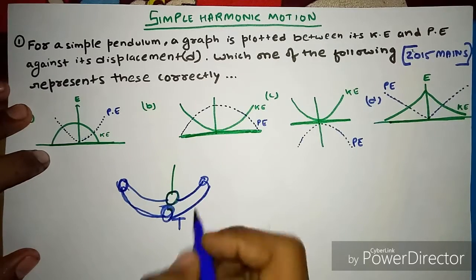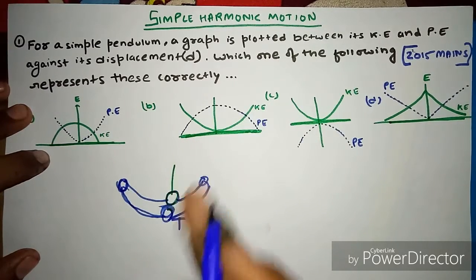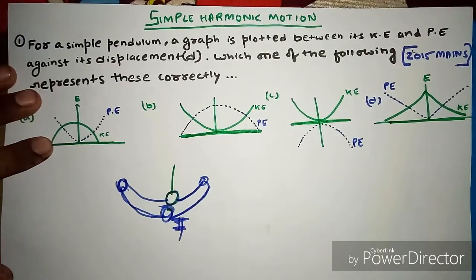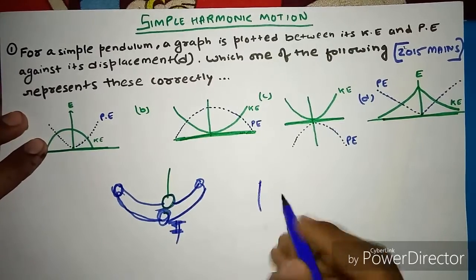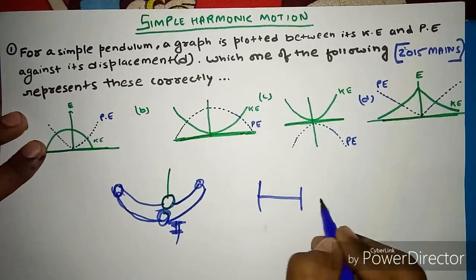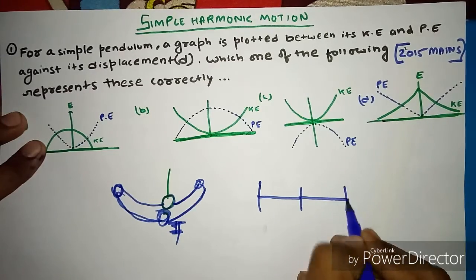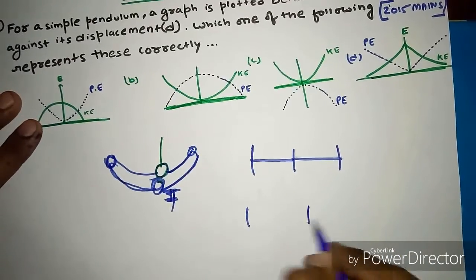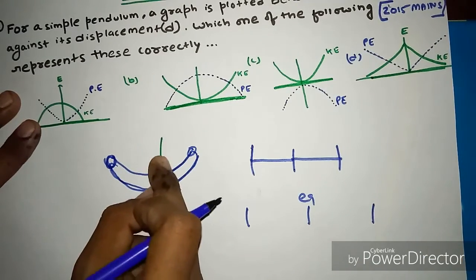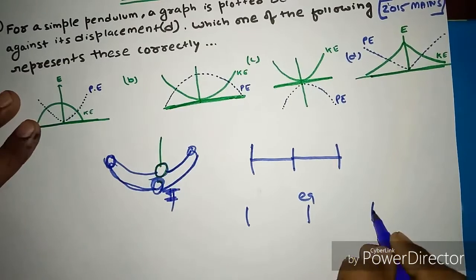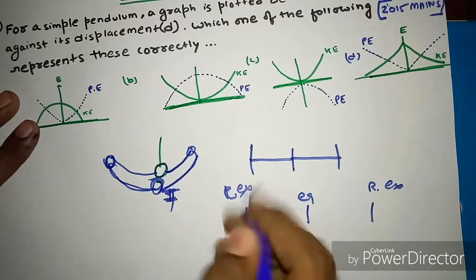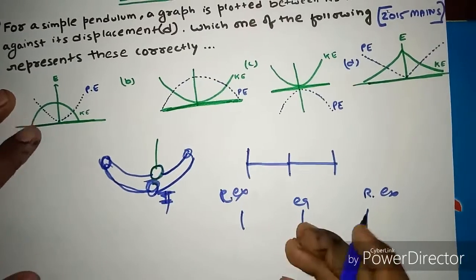Okay, we just now talked about time period. So let us understand this. We are drawing it like this. Let this be the left extreme, this the equilibrium position, and this the right extreme. Again, this position of the ball is the equilibrium position, this is the right extreme, and this is the left extreme.